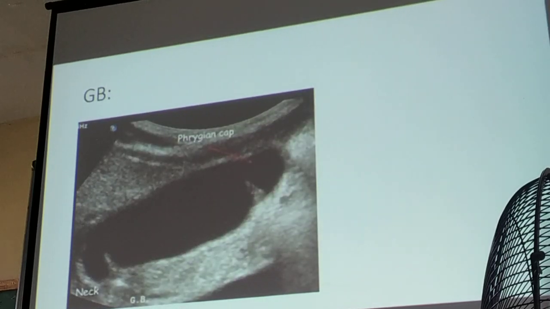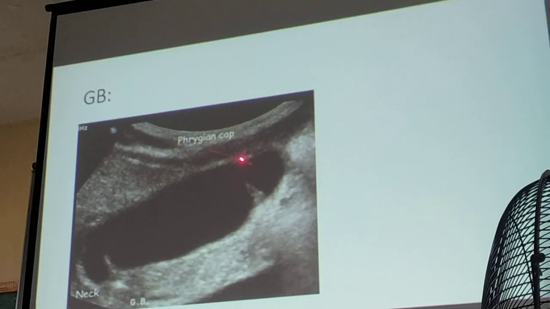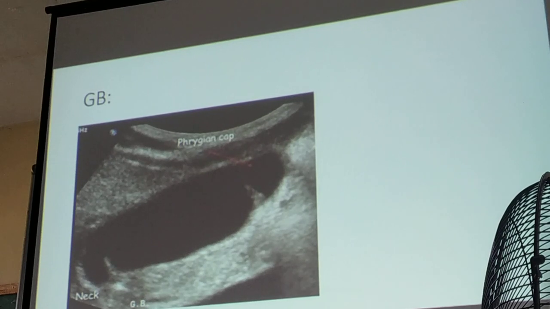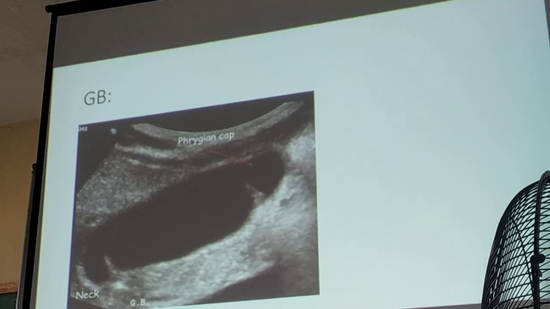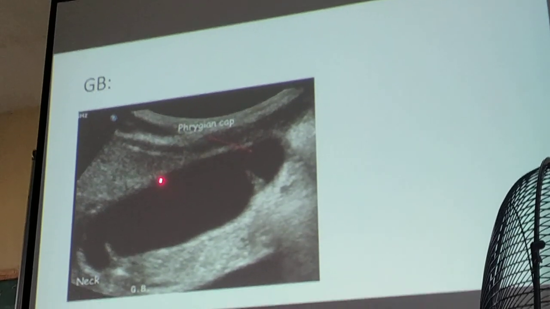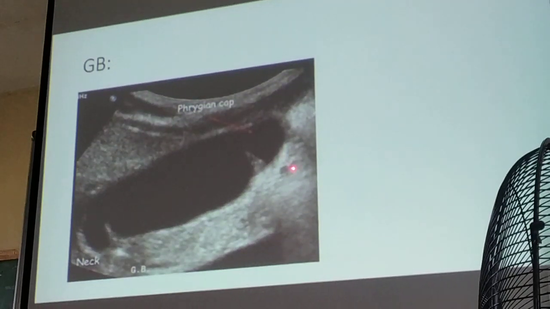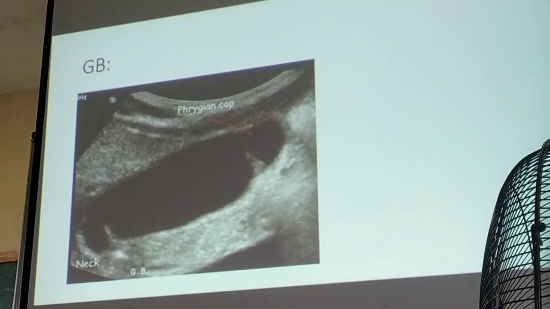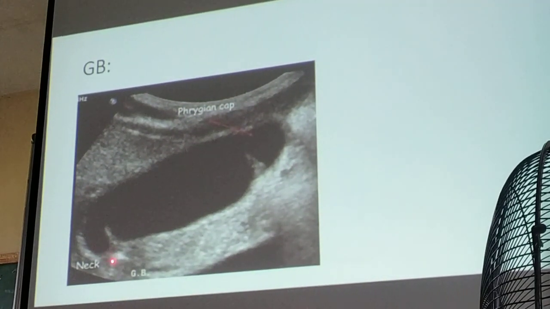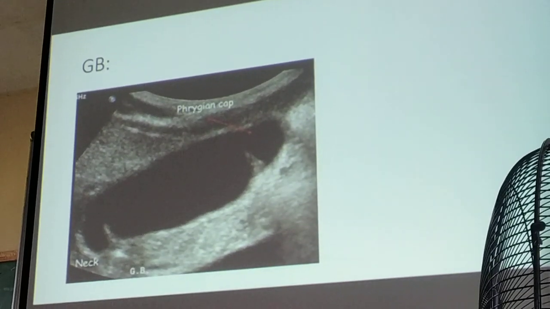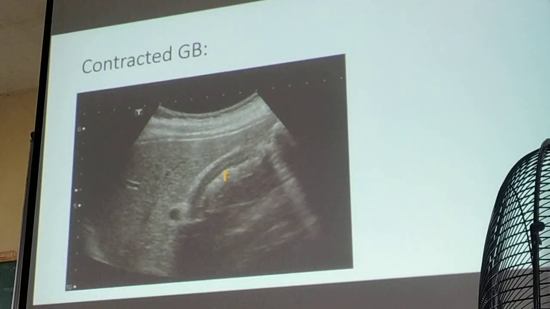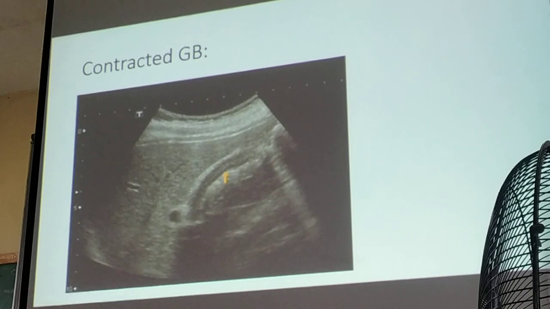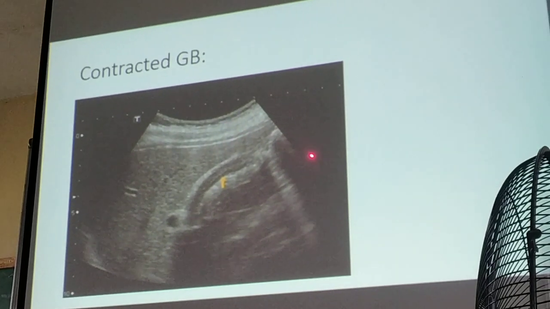Okay? So, this is your Phrygian cap. Okay? So, the Phrygian cap is usually seen at the fundus, and below that would be your neck. Okay? But what's important is the presence of your gallstone. This is a contracted gallbladder.